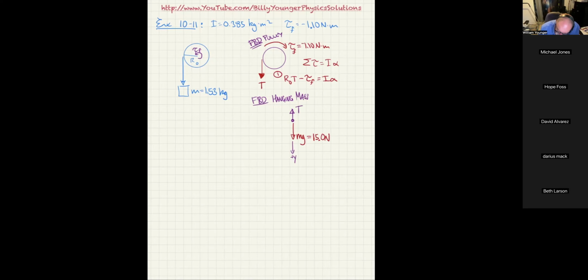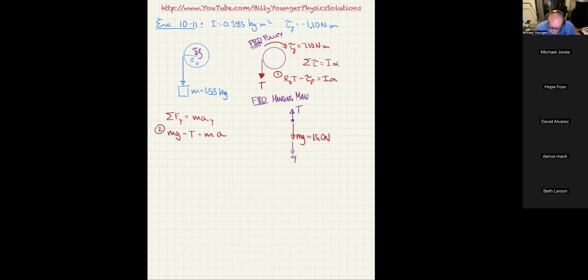So now I'm going to take the summation of the forces in the y direction equal to mass times acceleration in the y direction, from the hanging mass diagram. And what it's going to be is mg minus T is equal to ma. That really is the only acceleration we're dealing with, so I need not waste any time calling it a sub y or anything like that. Now that's equation 2.